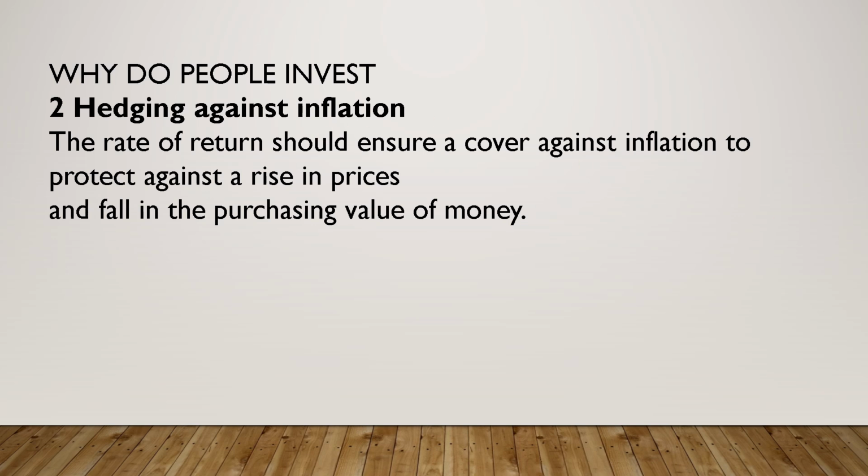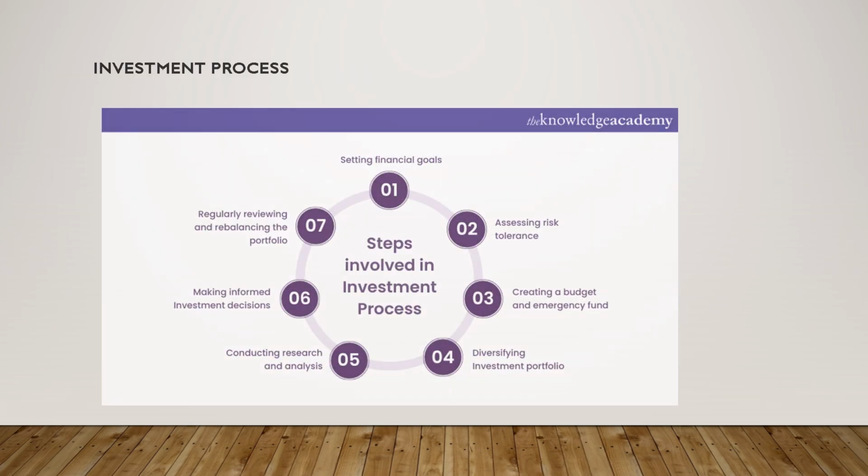At number 3, we have the investment process. We have 7 steps. The first one being setting financial goals, assessing risk tolerance, creating a budget, diversifying your portfolio, conducting research and analysis, making informed decisions, reviewing and rebalancing of the portfolio. Let's discuss this process step by step.